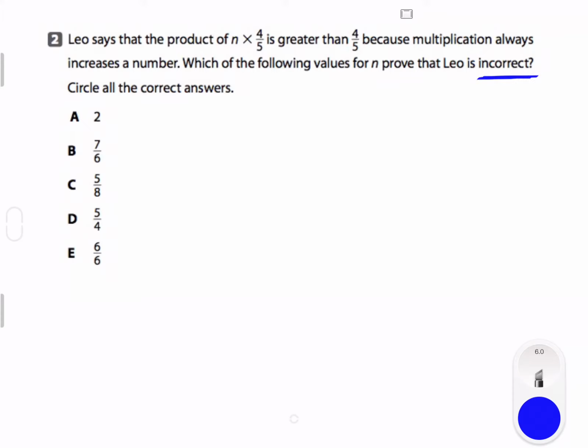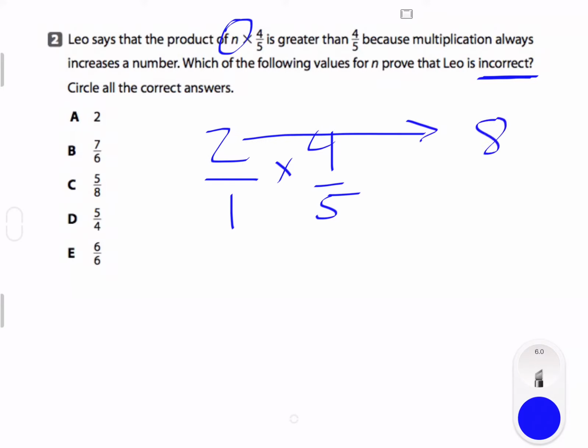So we're looking for examples where whatever number we plug in, that's our variable, n, when we multiply it by 4/5, the number needs to get smaller. If the number gets smaller, that is what we circle. So if we take 2 times 4/5, if it gets smaller, then we circle A. So 2 is the same as 2 over 1. We're going to multiply through the top, get 8/5. 8/5 is bigger than 4/5, so 2 is incorrect.